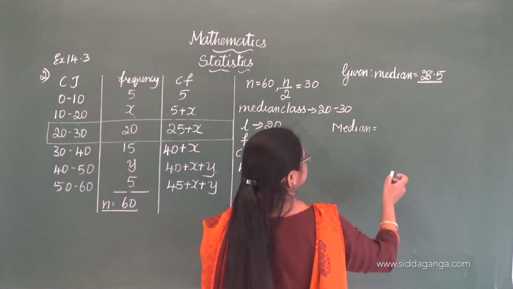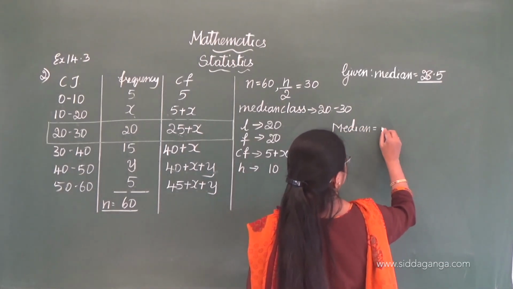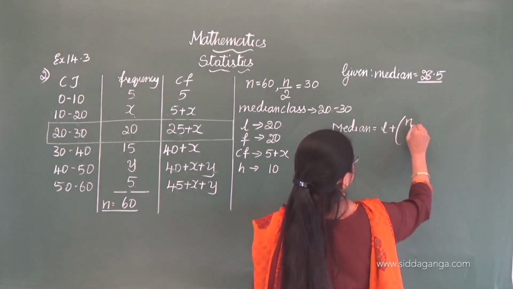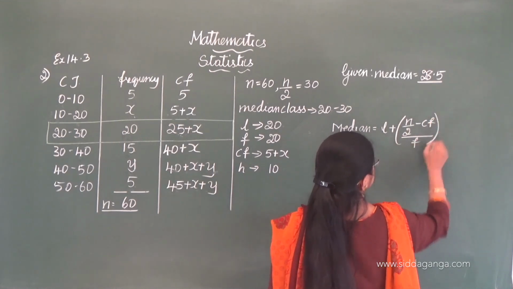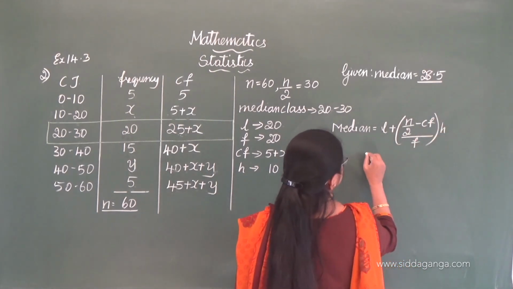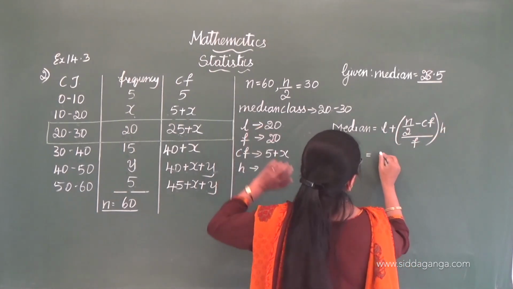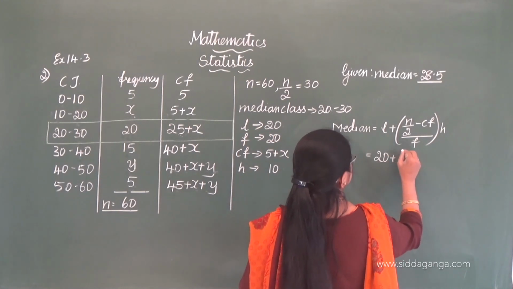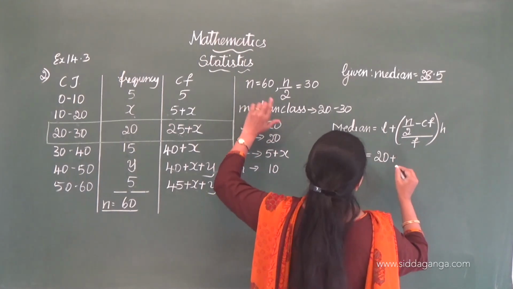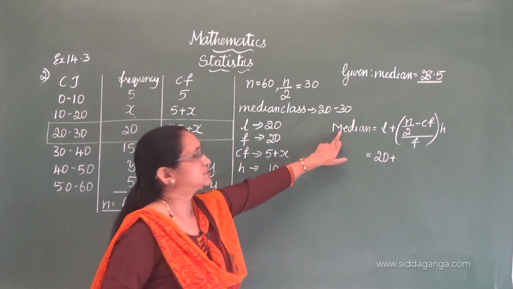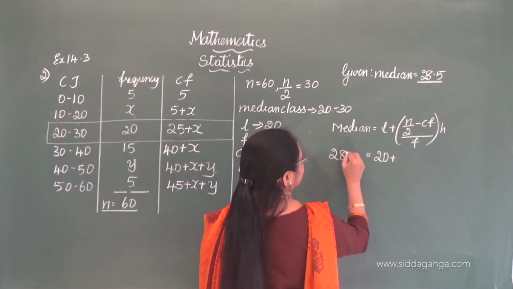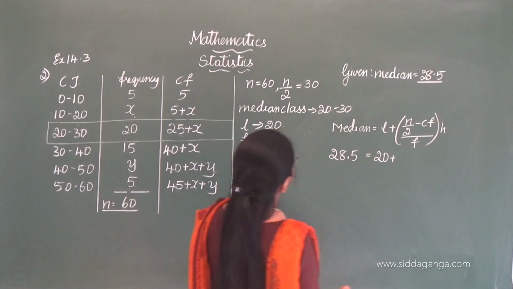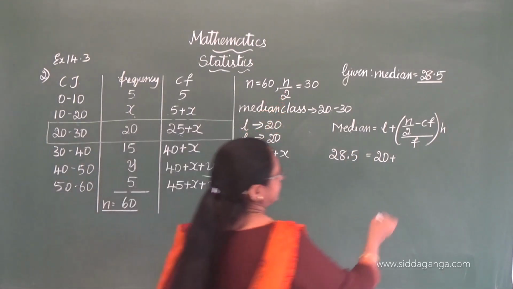Median is equal to L plus (n by 2 minus cumulative frequency) by frequency into h. So L is how much? L is 20, plus n by 2, and median is given, see, median is given 28.5. n by 2 is how much? 30.